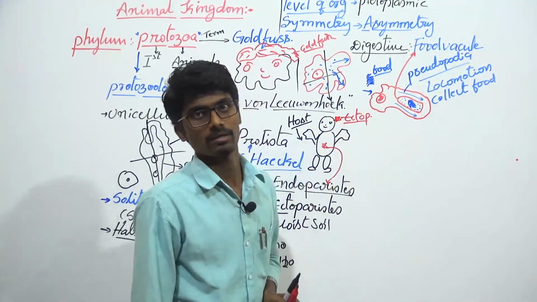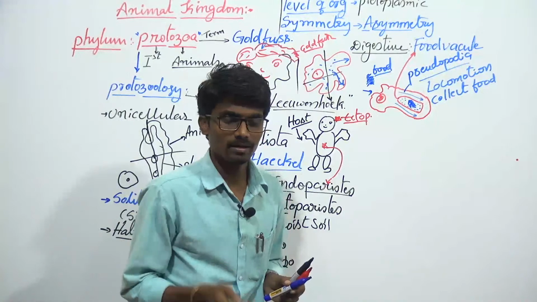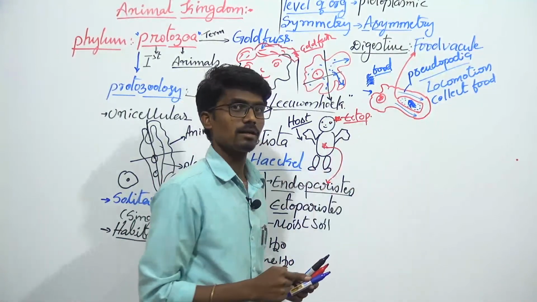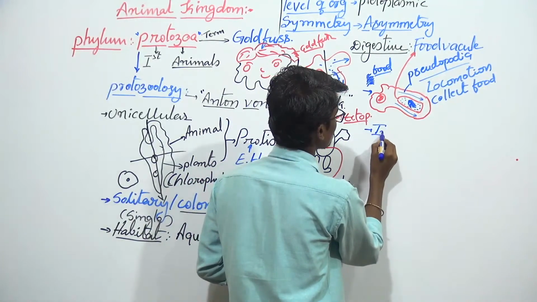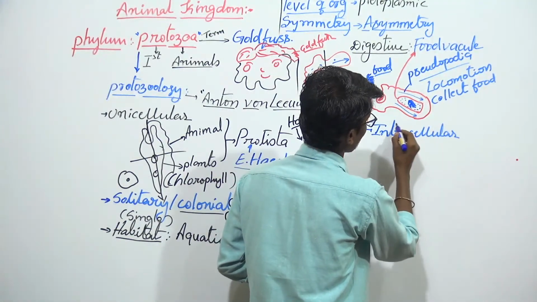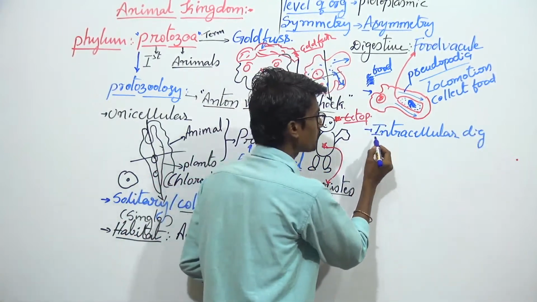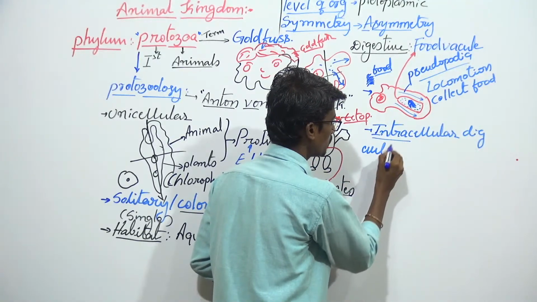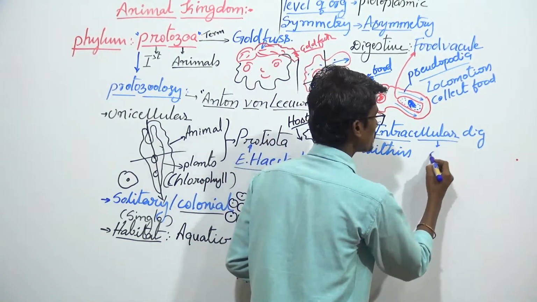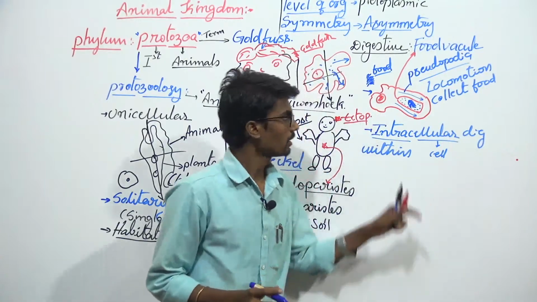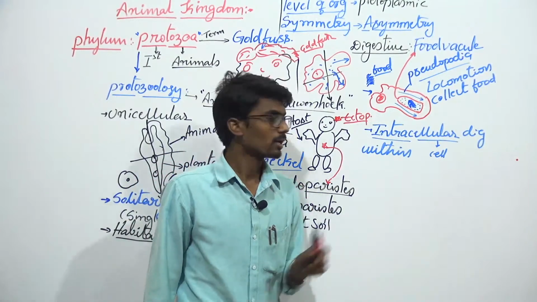This is the mode of digestion. Here, is this food digested within the cell or outside the cell? The digestion takes place inside the cell. That's why that kind of digestion is known as intracellular digestion. What is intracellular digestion? The word itself indicates: intra means within, cellular means there is the presence of a cell. Inside the cell, there is a digestion of food.